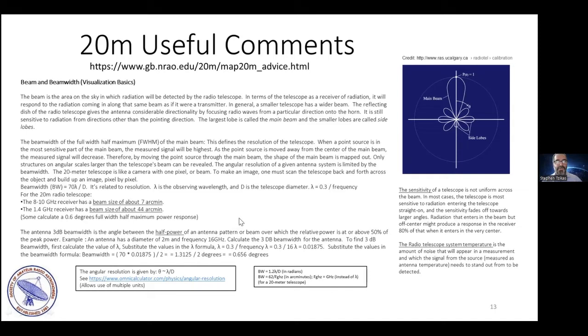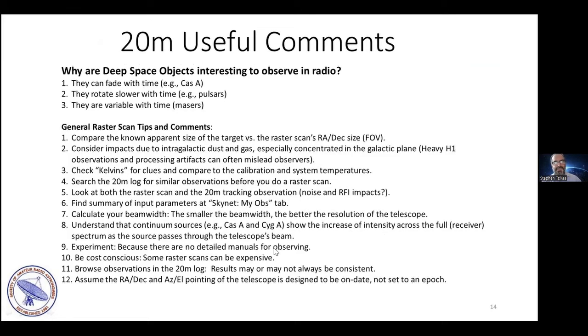So this is a very important page. Read it, and if you're new to radio astronomy, let this sink in. Here are some basic tips. What can you see with deep space objects? Well, a lot of objects fade with time, like Cassiopeia A.